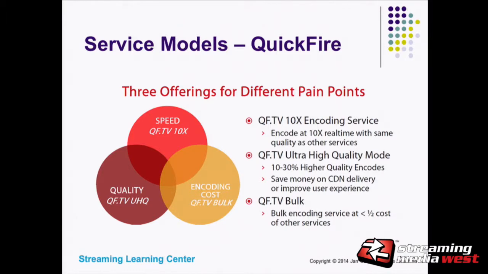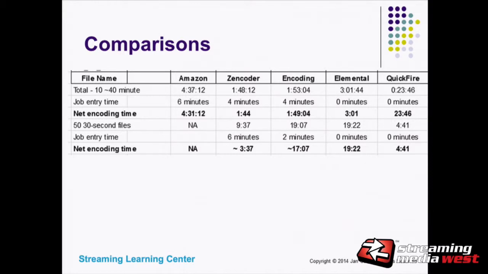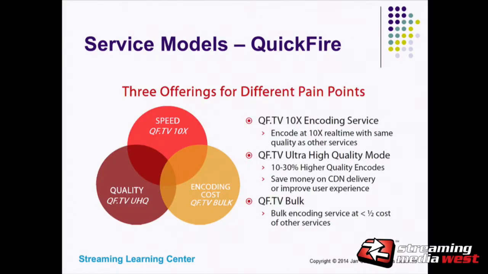And then Quickfire again is a relatively new company. They obviously have some interesting technology from a performance perspective, and what they've recently done is they've turned that into 3 products. So one is the 10x encoding service, and that's kind of what we saw before. They'll encode their products at 10x real time with the same quality as other services, and that's what we saw in my testing. And then they have an ultra high quality mode, which they claim gives them 10 to 30% higher quality encodes. And I haven't verified this yet.